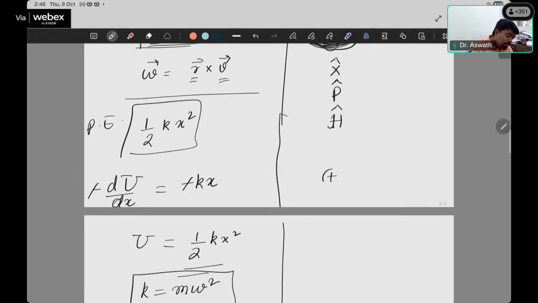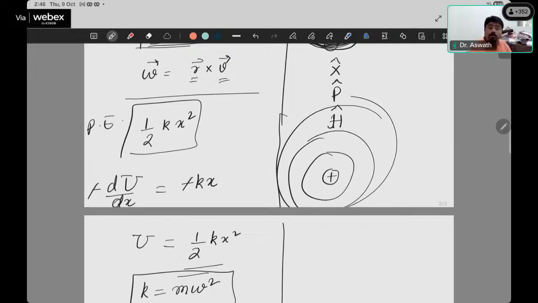See, the electron can exist in this orbit and this orbit and any other orbit. Okay, how can it exist in any other orbit? The moment I supply the energy, if I supply the energy, it can go to higher orbits.